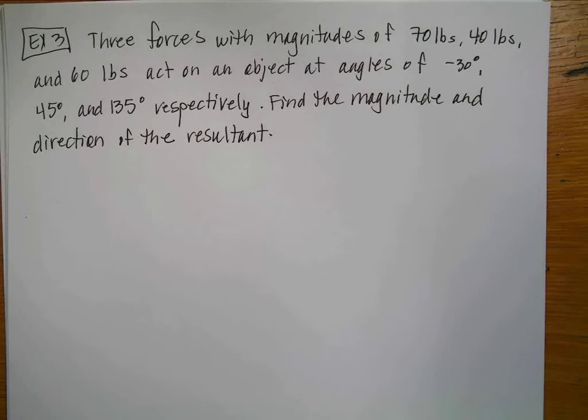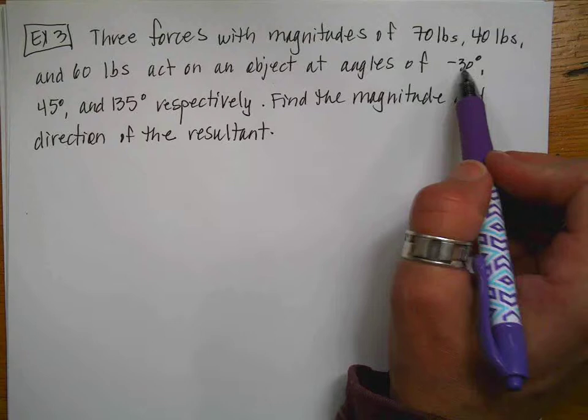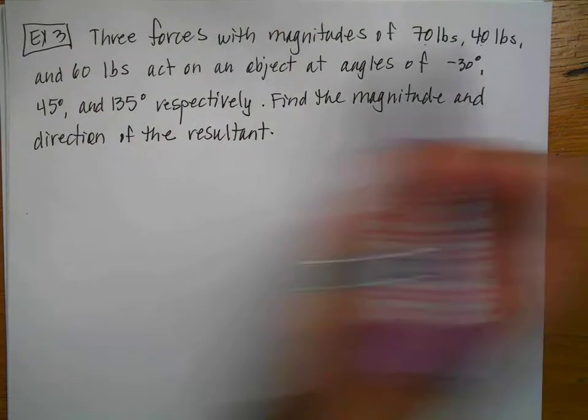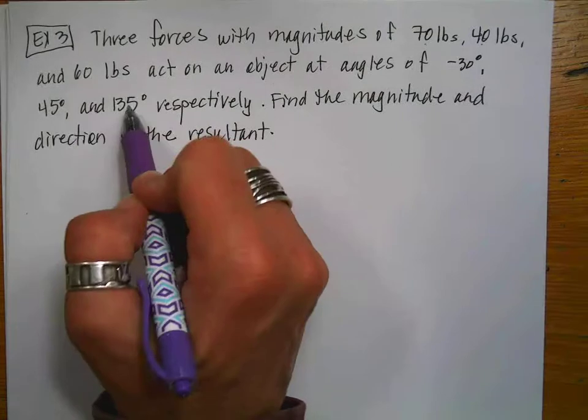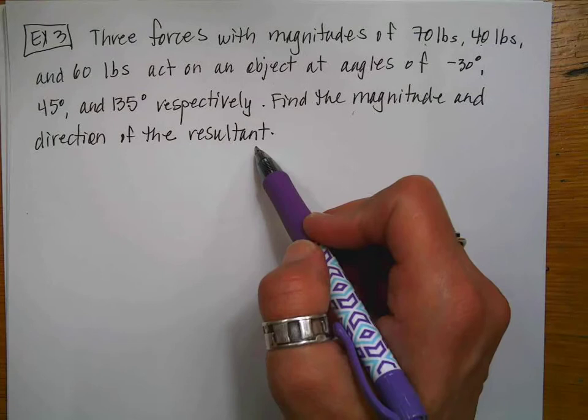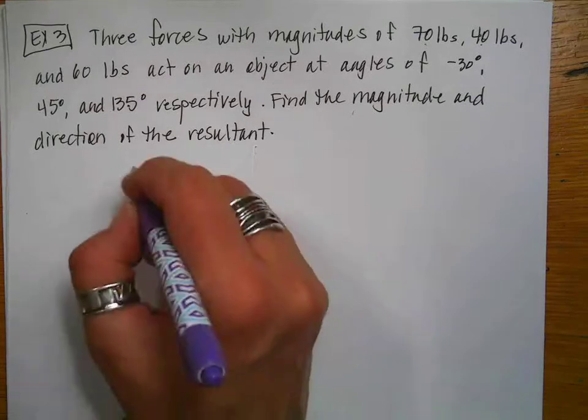All right, we have one more example. We have three forces with magnitudes of 70, 40, and 60 acting on an object at angles of negative 30, 45, and 135 respectively, which means that the negative 30 goes with the 70, the 45 goes with the 40, and the 135 and the 60 go together. Find the magnitude and resultant.